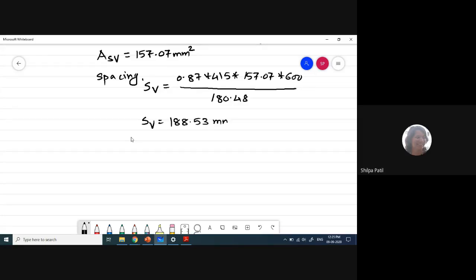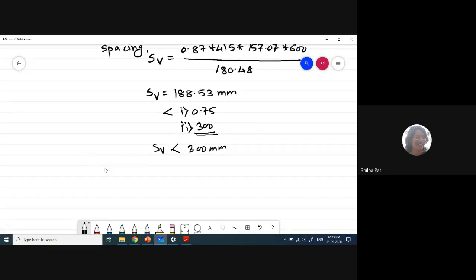188.53 mm. Compare this with 0.75 D and second, 300 mm. Out of this we already calculated that this value is coming less. So this SV is coming less than 300. Whatever the value calculated, 188, we can provide as it is, or we can reduce the value or round it off to the lower side. I am rounding it off to say 185 mm.